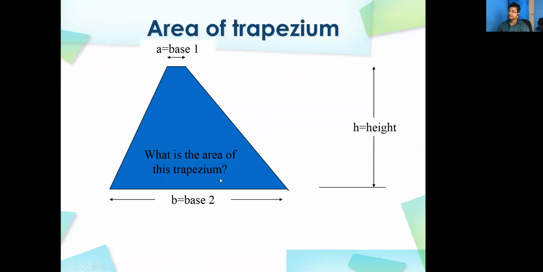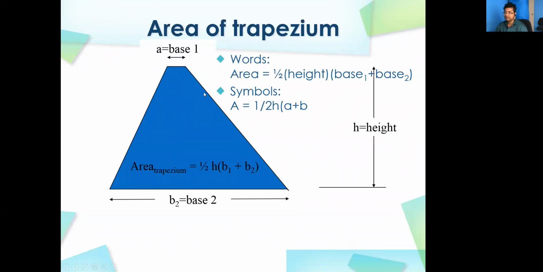Okay, so you see this is sort of a triangle, but it's cut, so it's a trapezium. Now this distance is the height. Keep in mind, this side is the leg. Now the area of the trapezium is half times height times the summation of the two bases. So half times B1 plus B2.